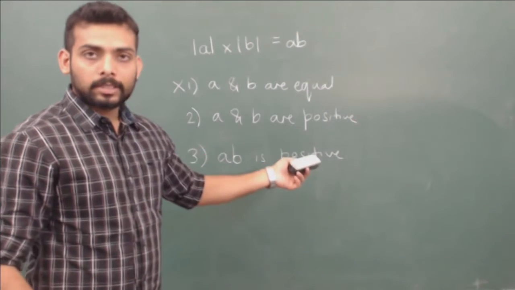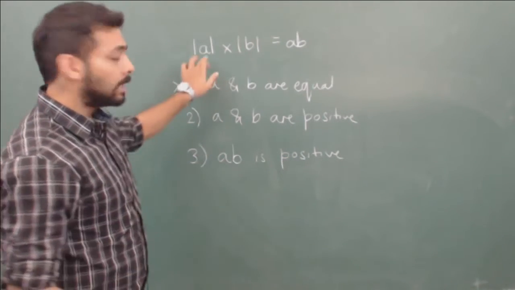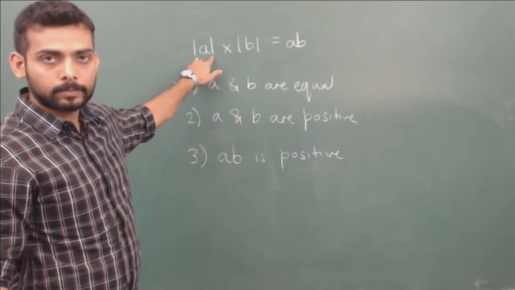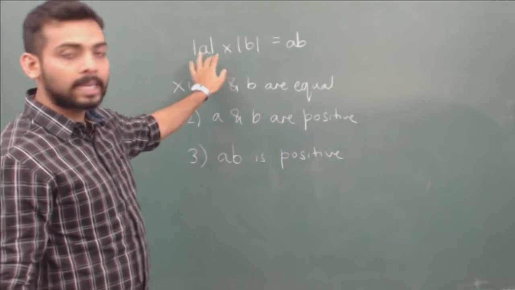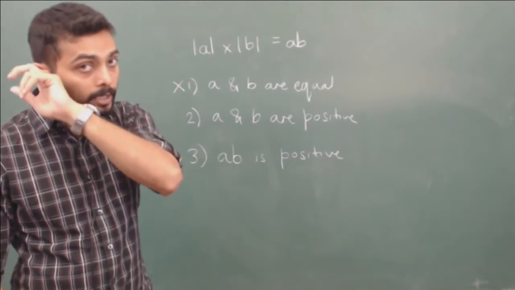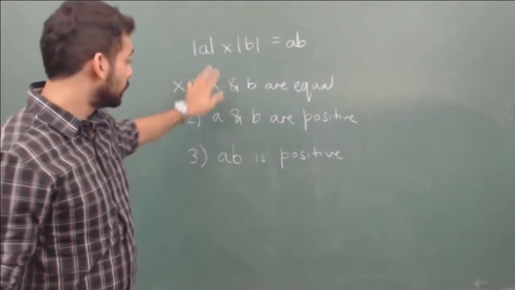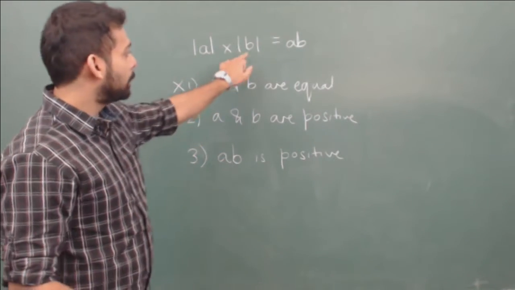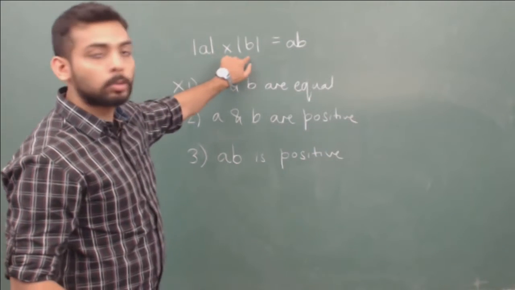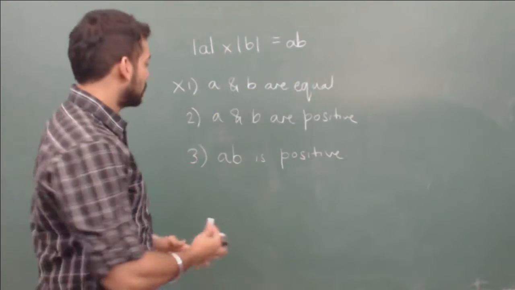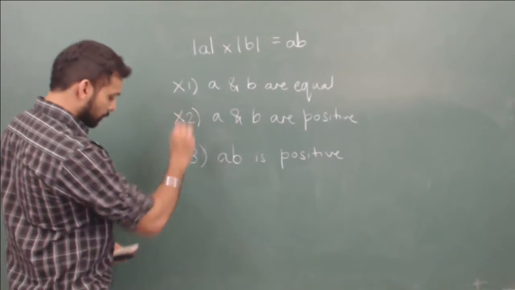A and B are positive. Again, not necessary. Even if A is minus 2 and I put the modulus lines on A, that minus 2 turns to 2. Mod only takes a positive value. So A and B need not be positive. Even if A is minus 2 and B is minus 3, mod of A into mod of B means 2 into 3. Again it will be 6. So this statement also need not be correct.